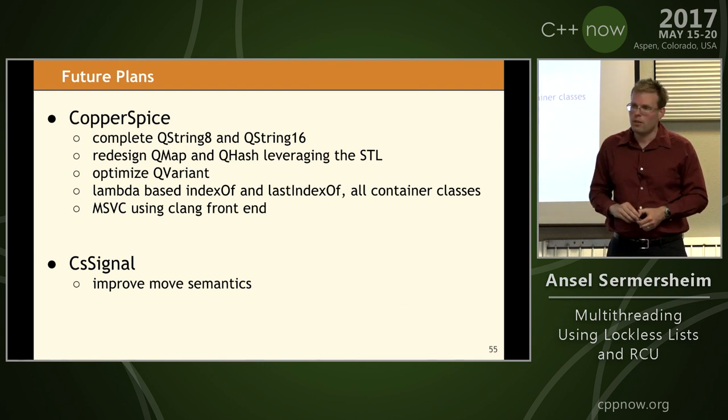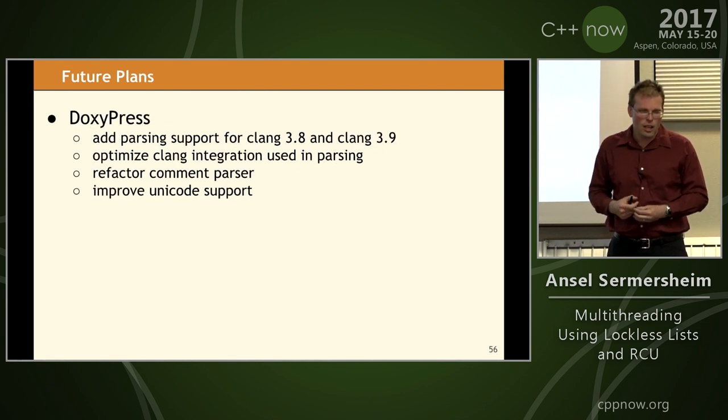We're also in the process of completing the integration of CsString with CopperSpice and redesigning QMap and QHash to use the appropriate STL containers. There's some other optimization we'd like to do, and we'd like to be able to compile on MSVC, probably using the Clang front end. We'd like to improve the move behavior of CsSignal for some improved efficiency. In DoxyPress, we're working on adding parsing support for the newer versions of Clang, and a great deal of optimization, and also improving Unicode support as we integrate the CsString library.